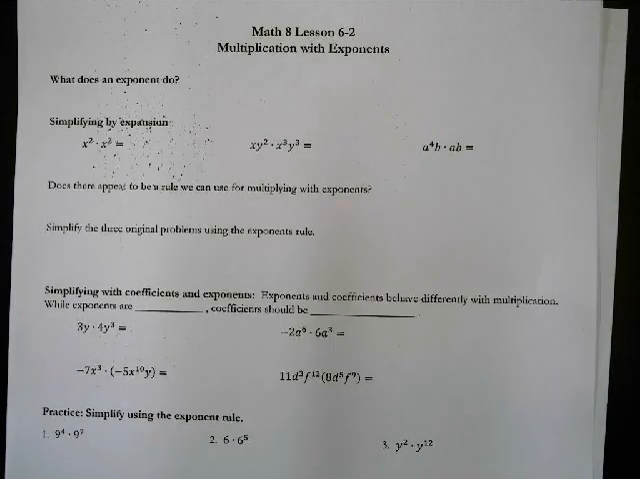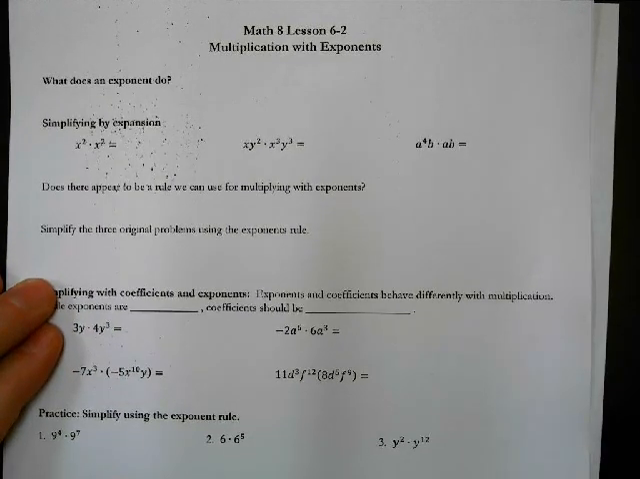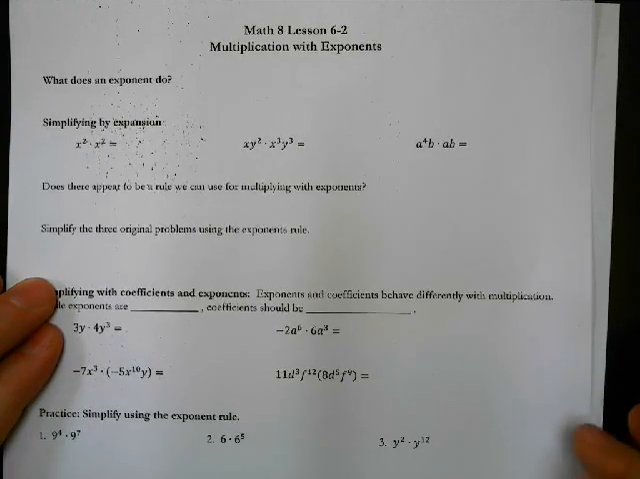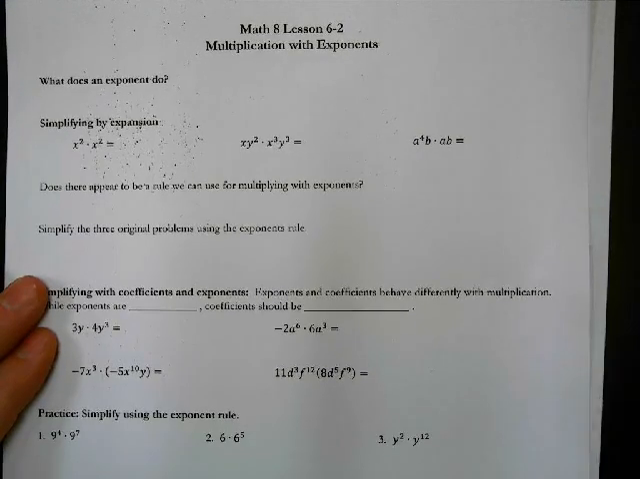We've got some multiplication with exponents. All right, so we expanded the other day. And what we're going to do today is show how we can use expansion to find out rules for exponents with our different operations. First of all, what does an exponent do in the first place?